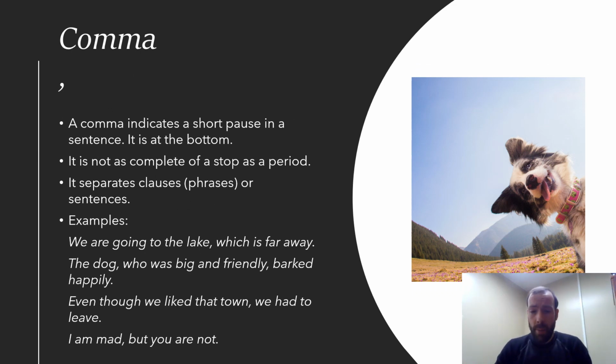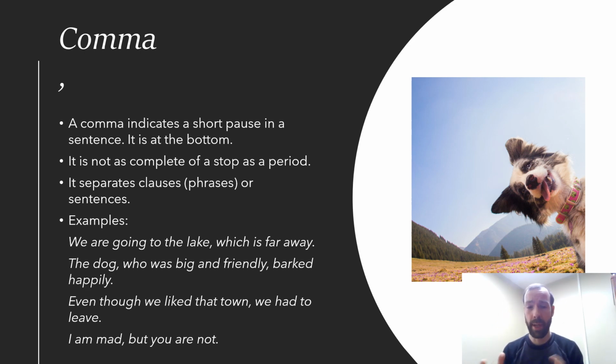So one of the most common types of punctuation is the comma. A comma indicates a short pause in a sentence. It's just this little curly, and it's at the bottom of a line, okay? Don't put it in the middle, don't put it at the top, it'll change the meaning. It has to come at the bottom of the written line. It's not as complete or full of a stop as a period, it's just a short pause. So if you're reading out loud or in your head, you should be taking a little natural break.